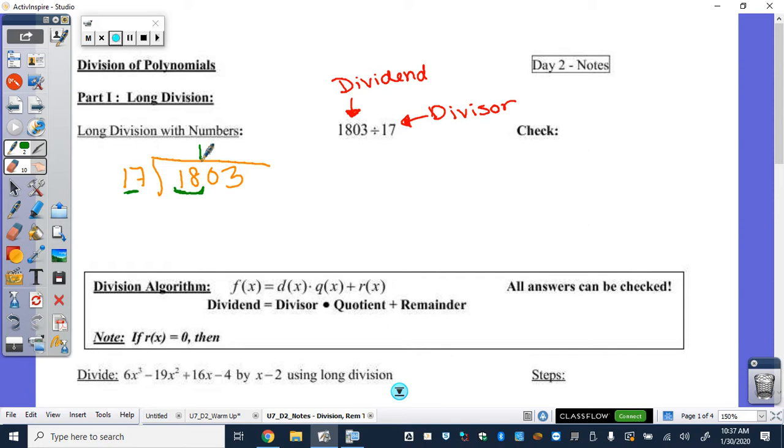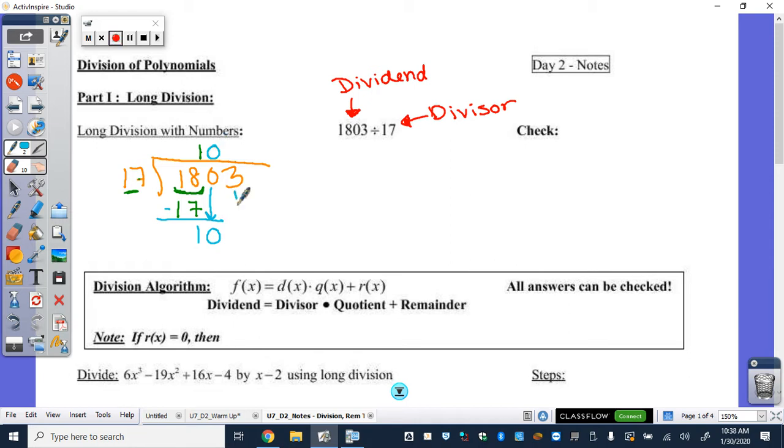And then what do we do with the 1? We multiply it by the 17. And we put our 17 down there. And then what do we do with the 18 and the 17? Subtract them. So that gives me a 1. And then I bring down my next number. And I ask myself, can 17 go into 10? No. So what goes up top? 0. Because no, it can't.